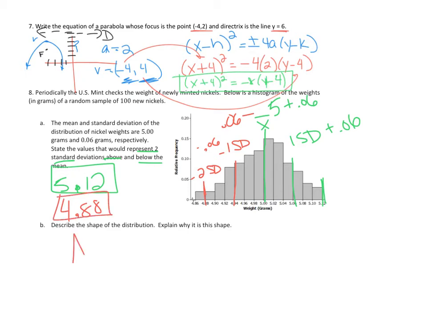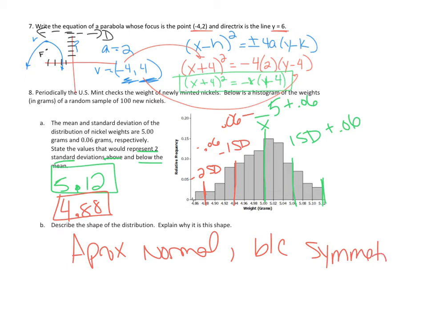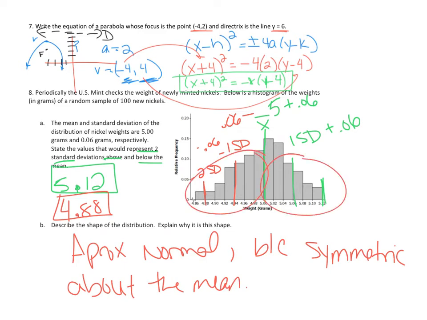Describe the shape. We would say it is approximately normal. And it says explain. It's because it is symmetric about the mean, which means that this side is somewhat symmetric to that side. You can kind of fold it over like a butterfly, almost. You could say bell-shaped, you could say mound-shaped, but it looks pretty good to me to be almost normal because I can make this bell curve right here.